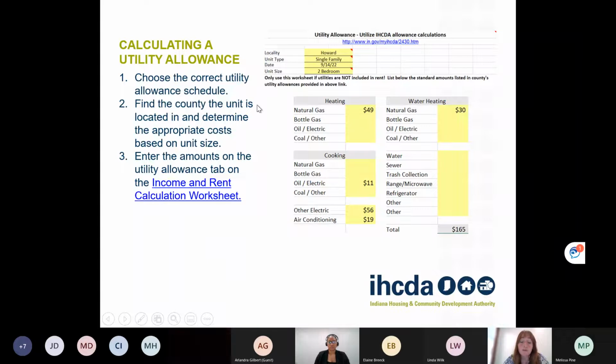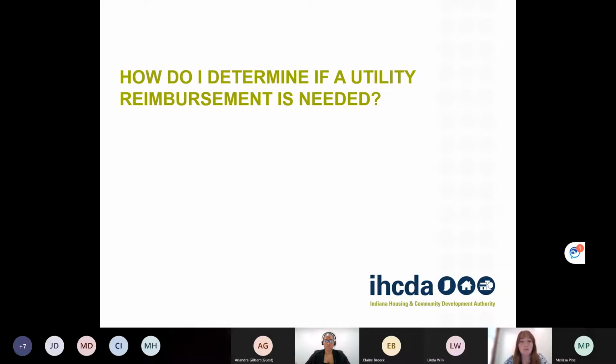So our next step would be to plug all of that into the income and rent calculation worksheet. And we do have that on the IHCDA website. We have that linked, so when you get this PowerPoint presentation, if you don't have an updated version of that form, you can go there and get one. But you want to make sure that you have all of the correct information filled in. So you want to make sure you have the county, the unit type, date, unit size, and then you would go through and fill in each of those costs that we just identified. You want to make sure the total adds up at the bottom. And then from there, your next step would be determining if the client needs a utility reimbursement or not.